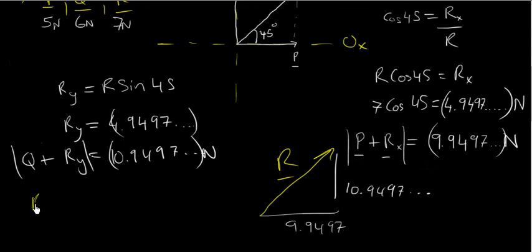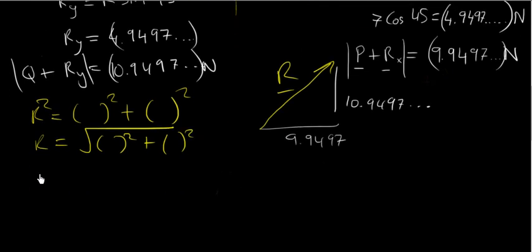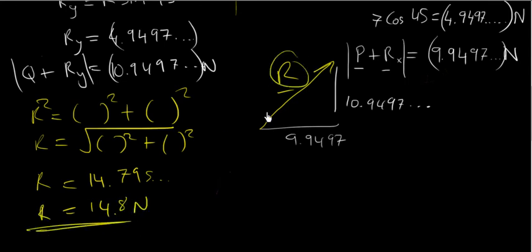And we can do then r squared is equal to one of the decimals squared plus the other decimal squared. So r is equal to the square root of those two guys, which works out to answer squared plus the memory from before squared, and the square root of that is 14.795 blah blah blah, so that's 14.8 newtons is the magnitude of my resultant, this guy, 14.8 newtons.